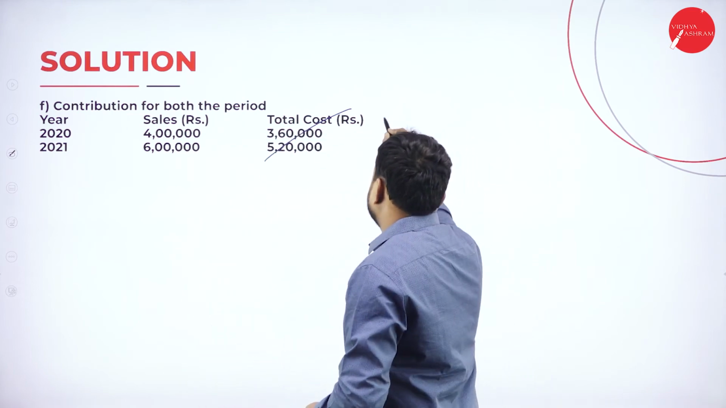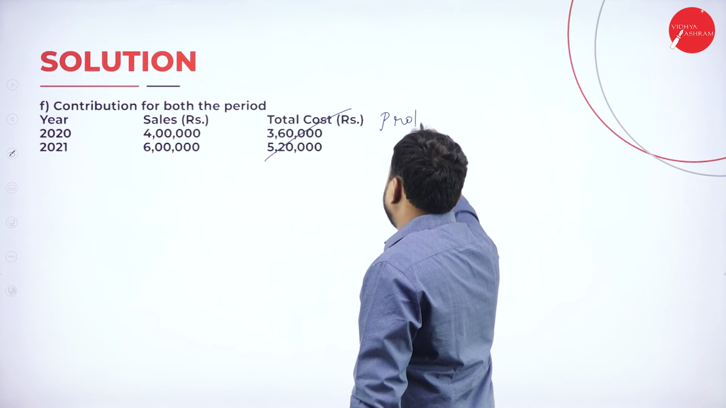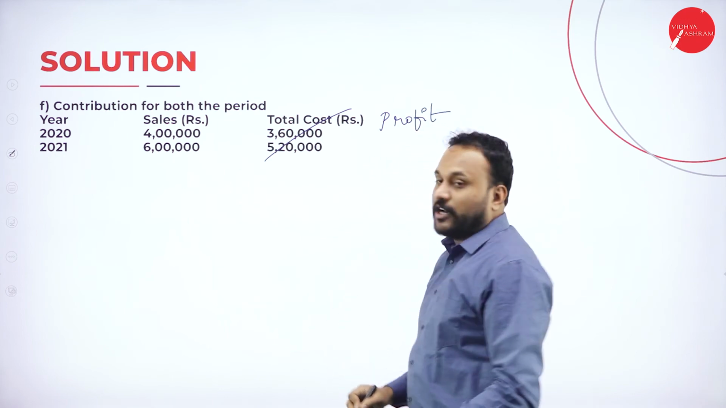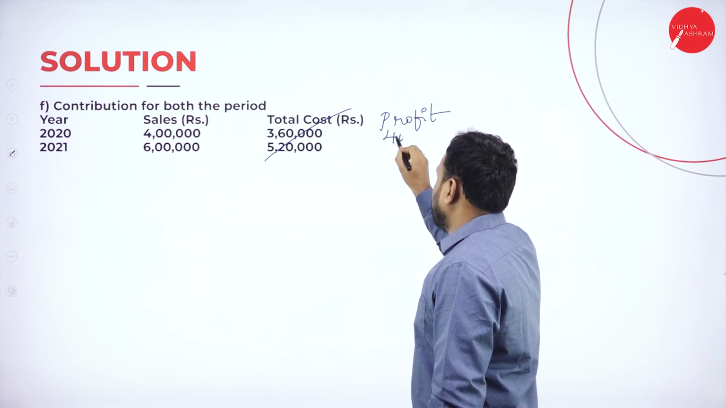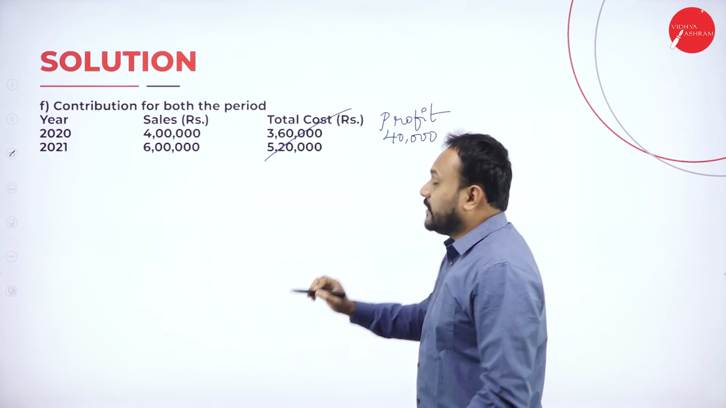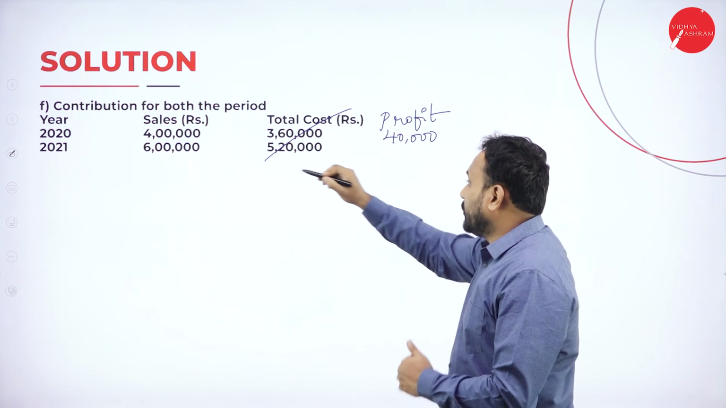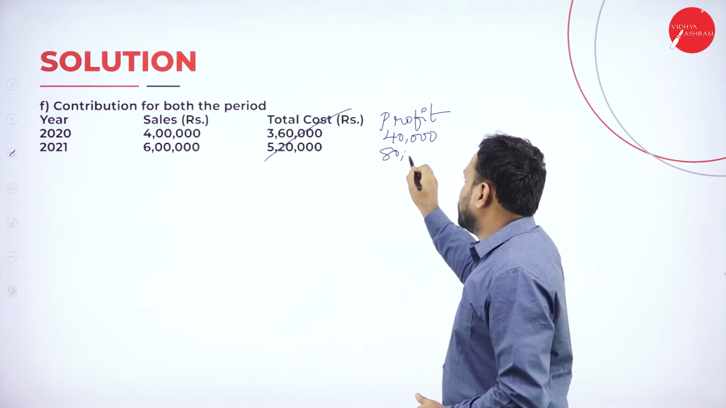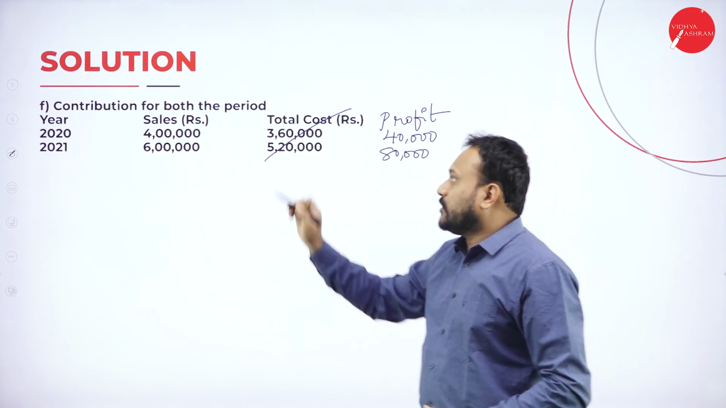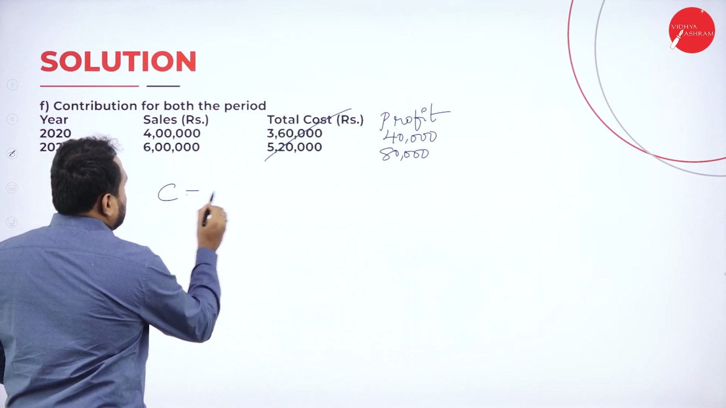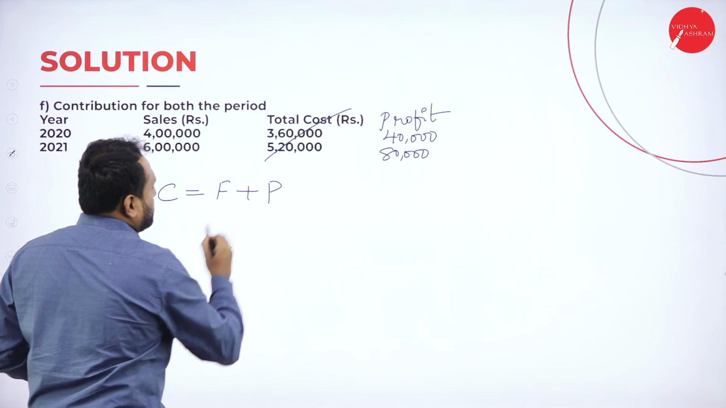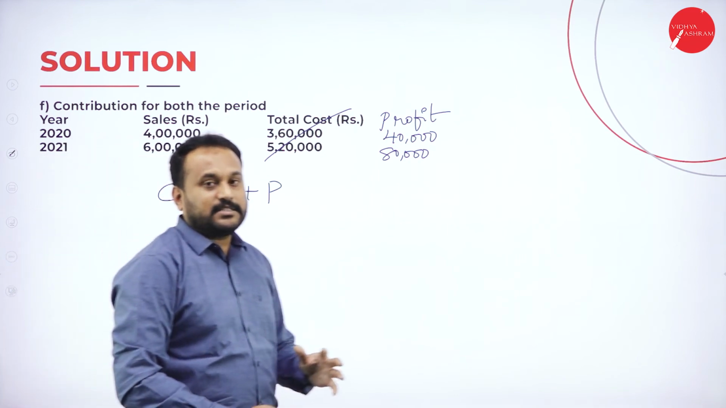Here we'll write only profit. You make a column like that, profit. Now 2020, how much is our profit? 40,000. We have calculated earlier itself. And here 2021 is how much? 80,000. So we'll go with contribution. What is the contribution formula? Contribution formula is C is equal to F plus P.